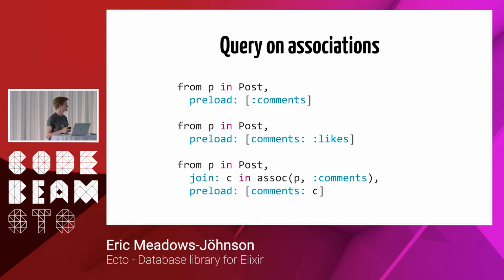And this is what queries on associations look like. It's called preload. We can preload direct associations, which you see on the first 2 lines here. In the second expression, we can preload nested associations, and in the final example here, we show how to do the preloads with custom queries. So you can, for example, sort the comments and stuff like that.